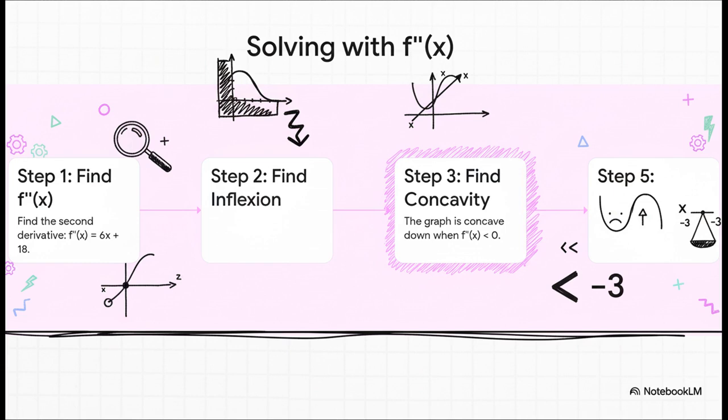That's our spot. And for the frown part, well, we just need to know where that second derivative is less than 0. We solve that little inequality, and we find it happens for any x value less than -3. No guesswork, no estimating. Calculus just gives us the answer directly.